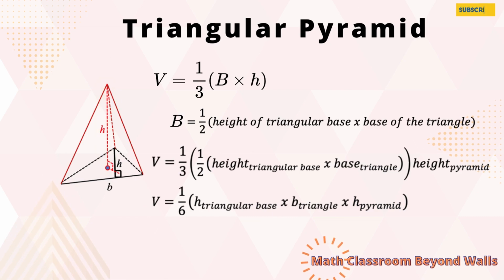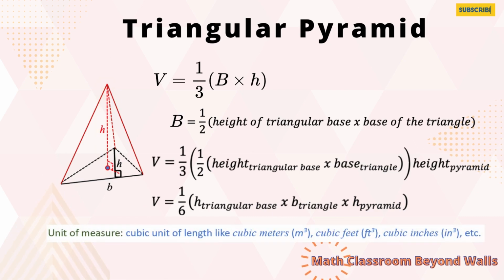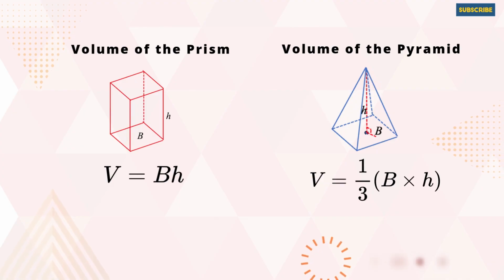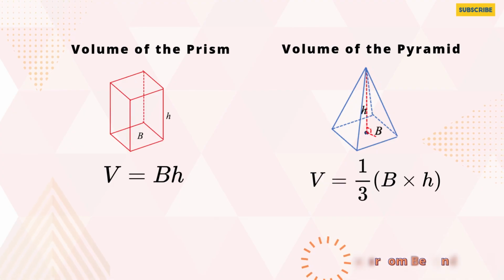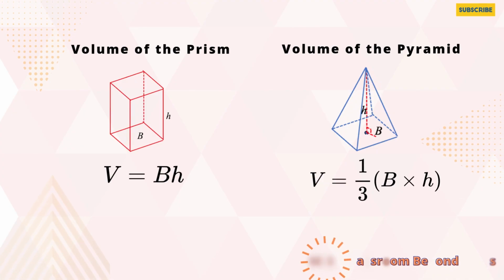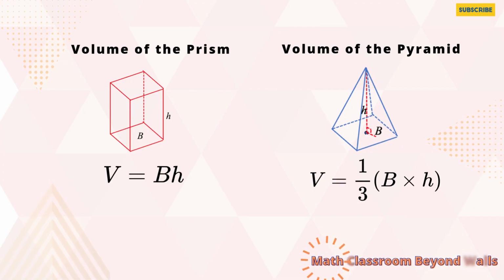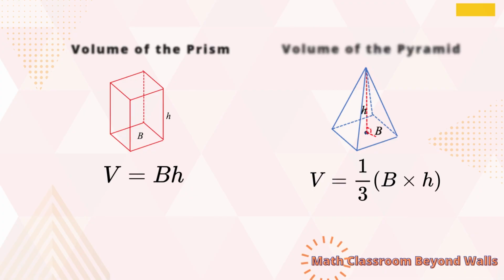Take note that the volume is in cubic unit of length, like cubic meters, cubic feet, cubic inches, etc. The justification to the formula for the volume of the pyramid could be done by conducting an experiment to show that the volume of the pyramid is only 1/3 the volume of the prism. This would be a good challenge, learners.